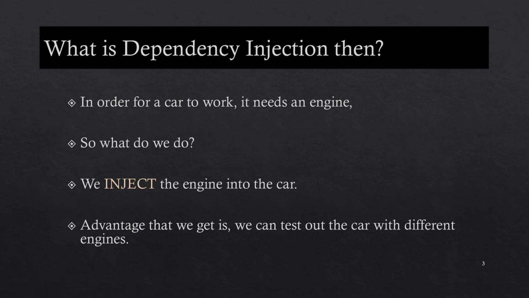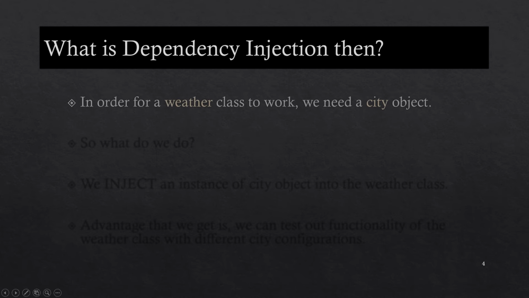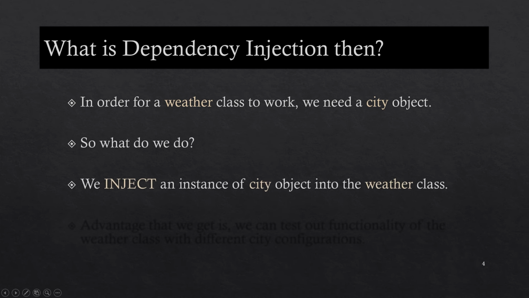Now let's move on to the second example. In order for a weather class to work, we need a city object. So basically a weather class could be a class which provides the information of a weather and it needs a city object to work properly because the city object would have a name and coordinates to where the information of weather is needed. So what do we do? We inject an instance of the city object into the weather class.